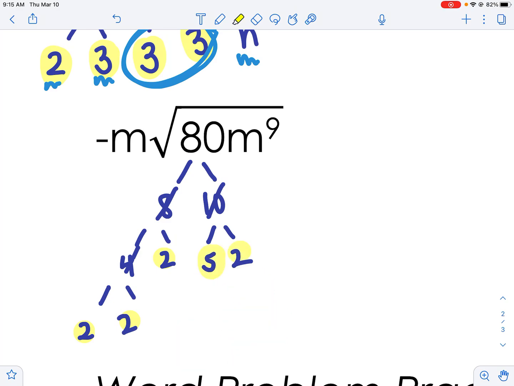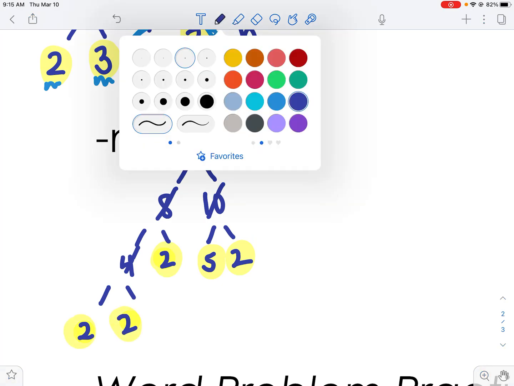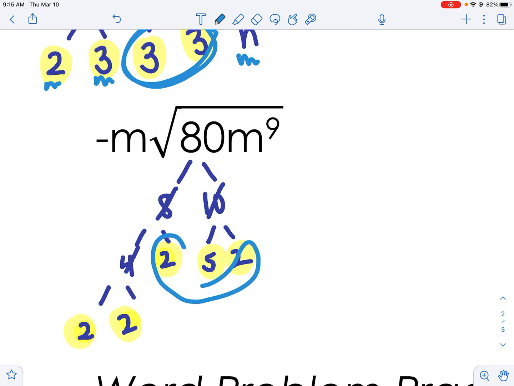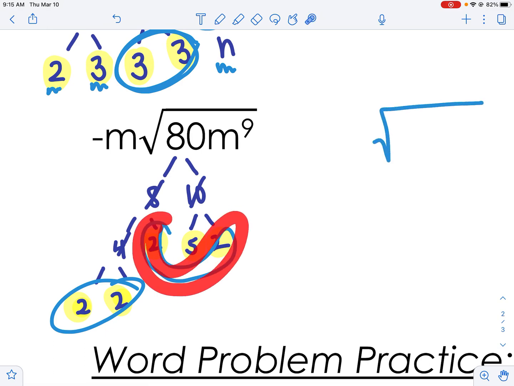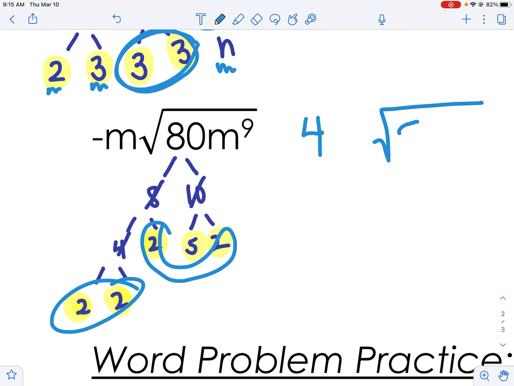So once I've broken it down as far as I can, now I'm going to look for pairs. So I see a pair of 2s right there. I see a pair of 2s right there. It doesn't matter if they have some distance between them. So what can come out would be 2 and 2, 1 per pair. 2 times 2 is 4. What stays in would be the solo 5.